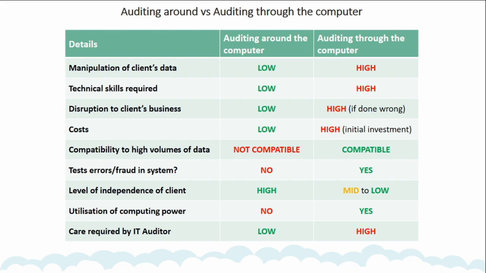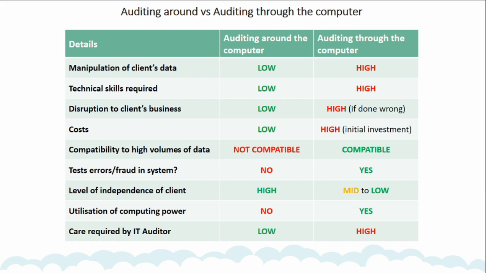The first important thing is when we're auditing through the computer, we have a high risk of editing or changing the client's data. This can be averted by creating what we call a mirror site or a dummy site, which means the system is copied onto a separate laptop that is not connected to the rest of the system. We can then play around on that laptop, which means we don't damage or edit the client's software.